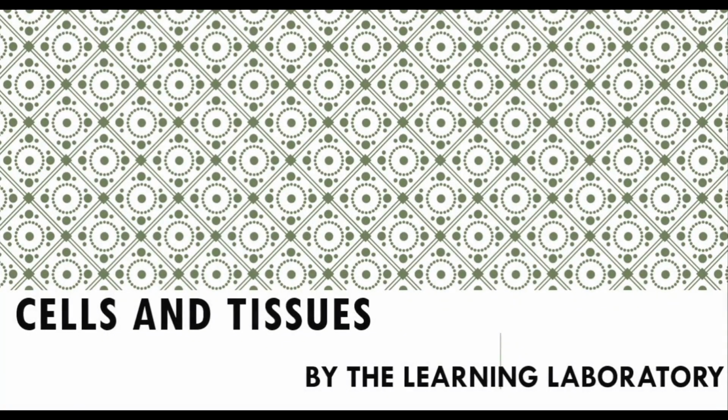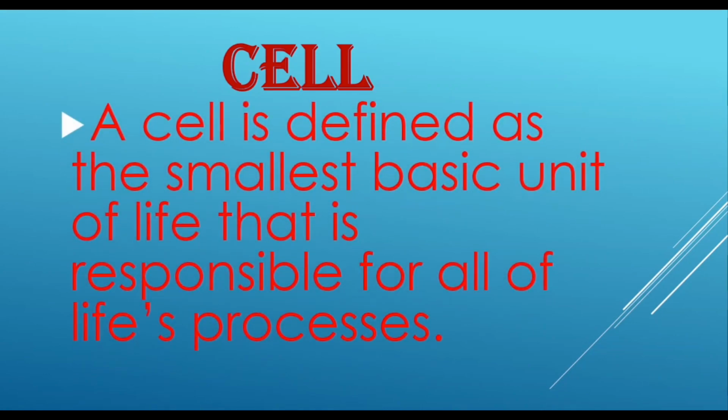Hello guys, so in this video we are going to be talking about a summary on cells and tissue. So cells, what is a cell? A cell is defined as the smallest basic unit of life that is responsible for all of life's processes. So basically a cell is the smallest structural and functional unit of an organism.